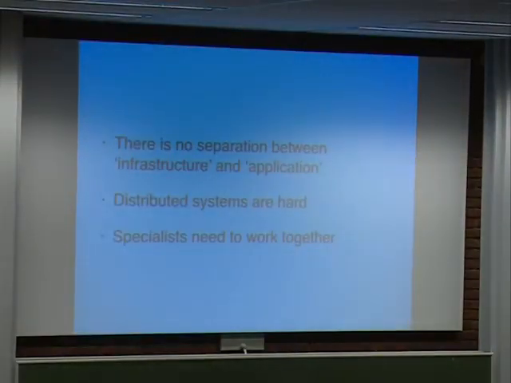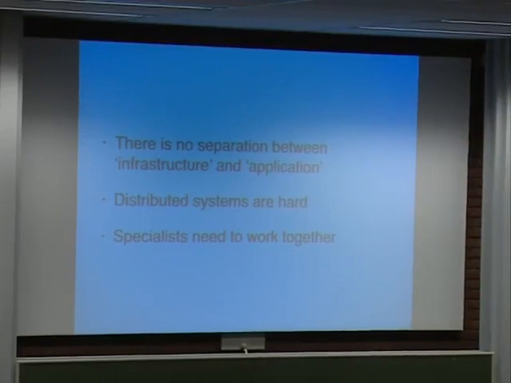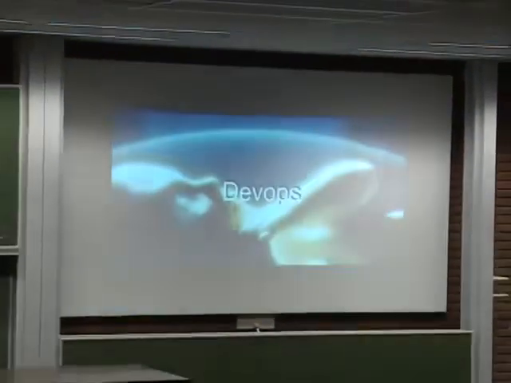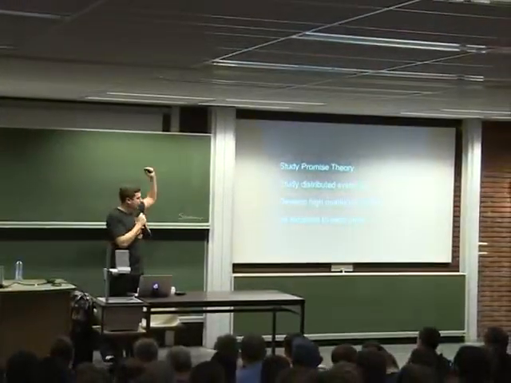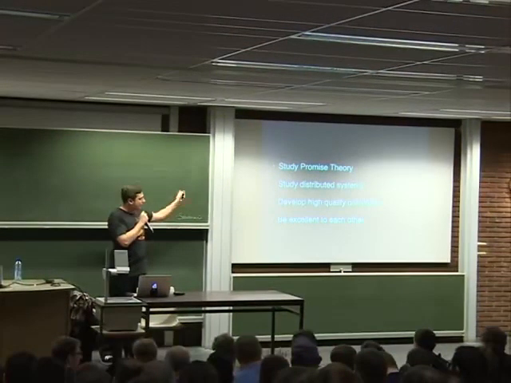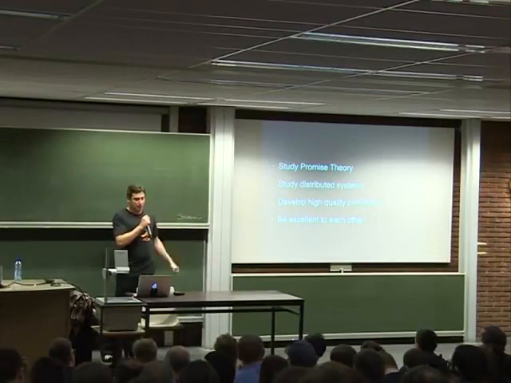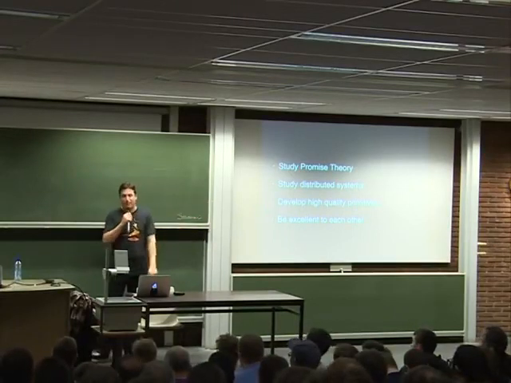So I guess the things you need to walk away from here remembering is there is no separation between infrastructure and application code. They're the same thing. It's all machines. Distributed systems are hard, and specialists need to work together, right? So, like your hardcore Unix sysadmin guy and like your application tier people, they need to get together to figure out how to manage this conflict properly. And that's kind of the essence of DevOps. So do that. Talk to your peers. And then there's this: study Promise Theory, study distributed systems, develop high-quality primitives, and ship them as artifacts, and be excellent to each other.